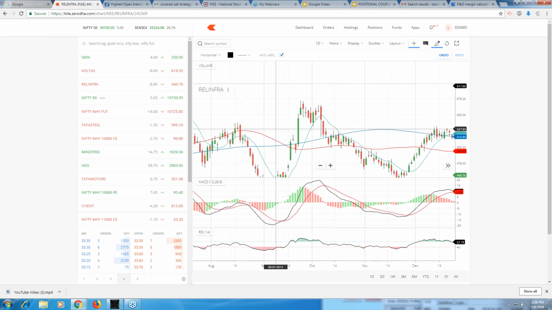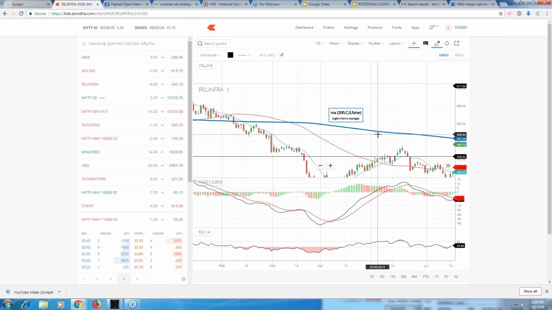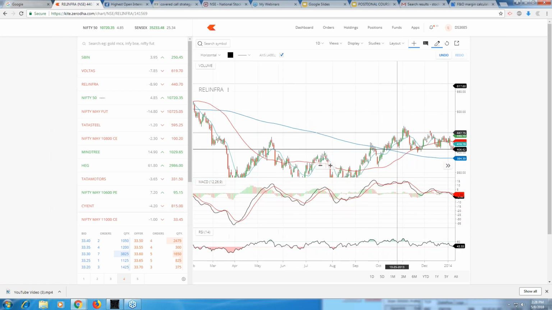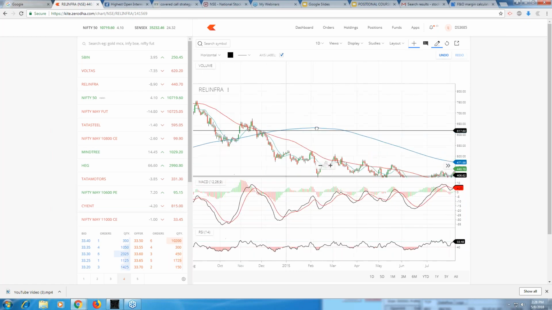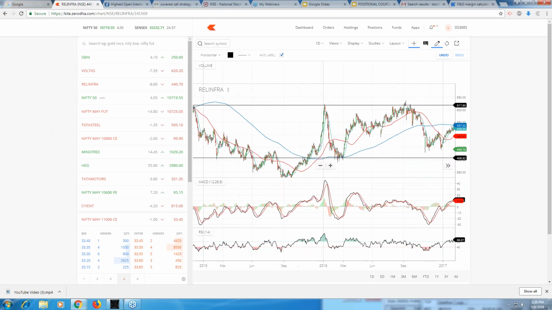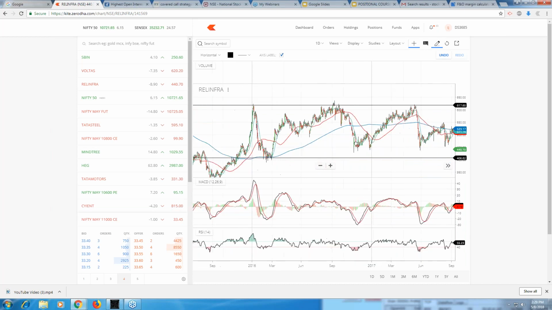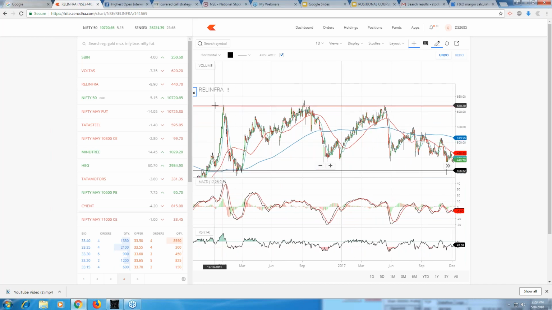Prices are repetitive. They're not absolute. They depend upon the previous values as well. The supply zone and the demand zone. So for Reliance Infra, this particular value, 617, has been a good point of resistance. You can see that.